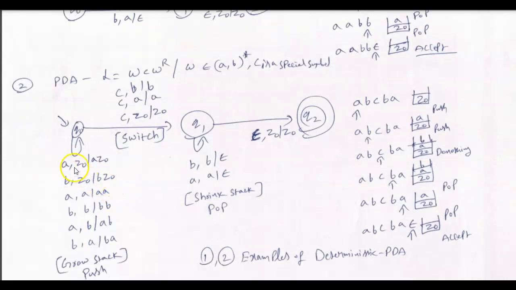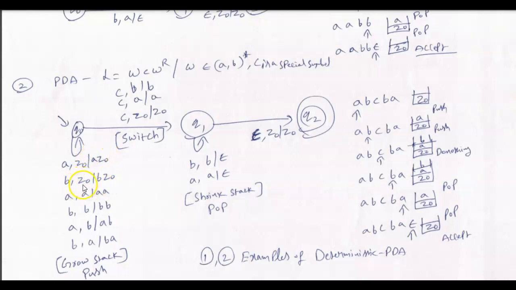But you can see over here that this is the input tape symbol. This is the current top of the stack symbol. After that we have Y. Y is nothing but AZ0. That means we are pushing A onto the stack. Okay, this is the representation over here.